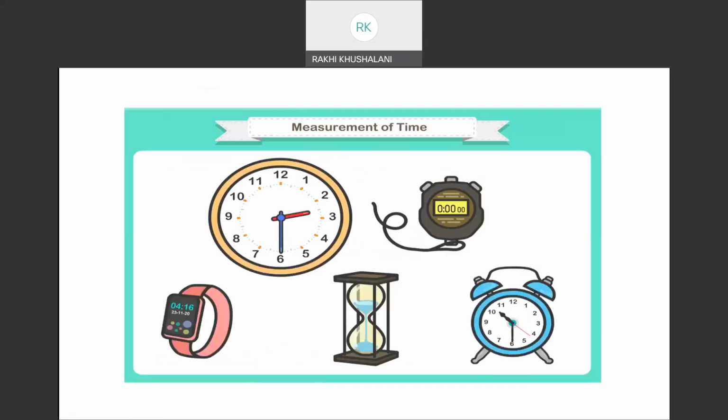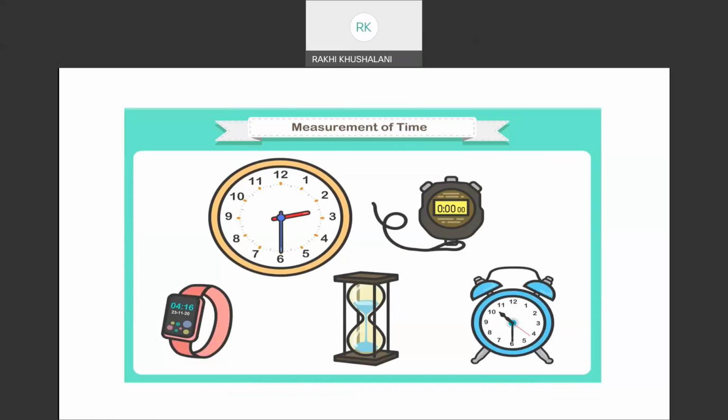Now, measurement of time. The time and temperature is divided into two parts. The first part is time and the second part is temperature. The first part is about measurement of time. Now, how do you look at time? How do you understand time? How do you measure time?